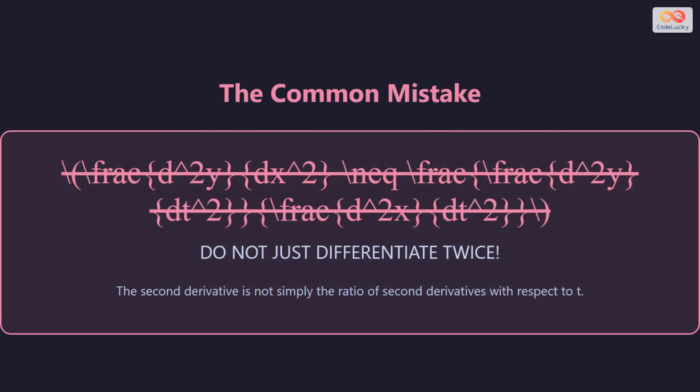Now, here is the most important part of this video. The biggest mistake students make is assuming that the second derivative works the same way. The second derivative d squared y over dx squared is not equal to the second derivative of y over the second derivative of x. Doing this will give you the wrong answer every time.